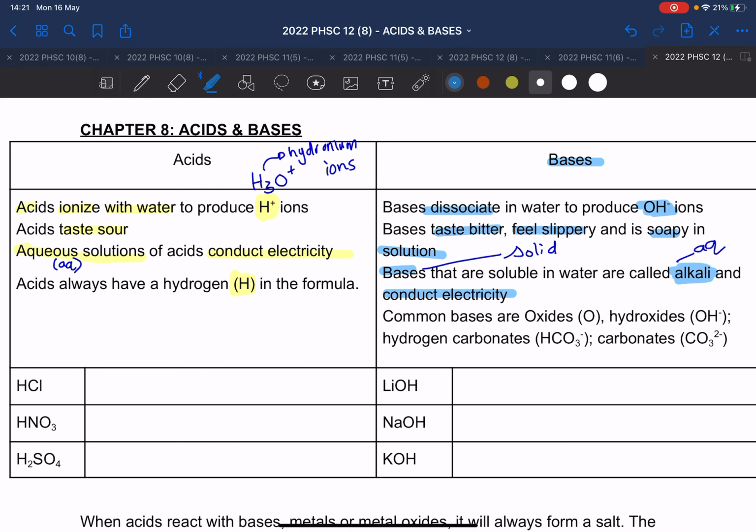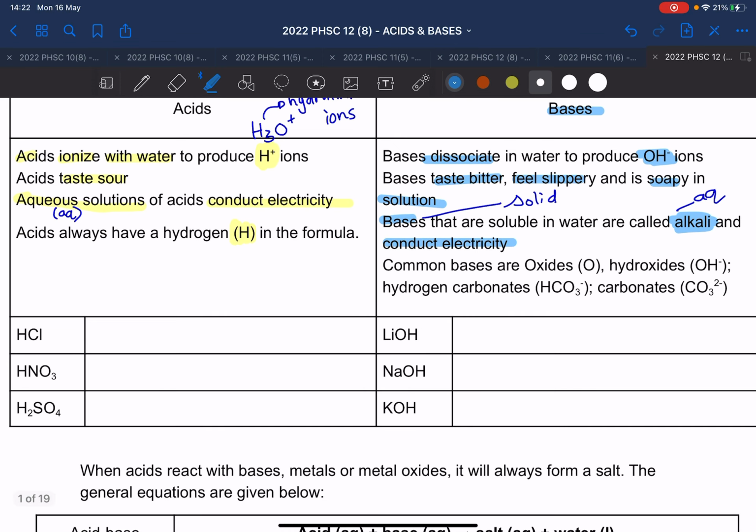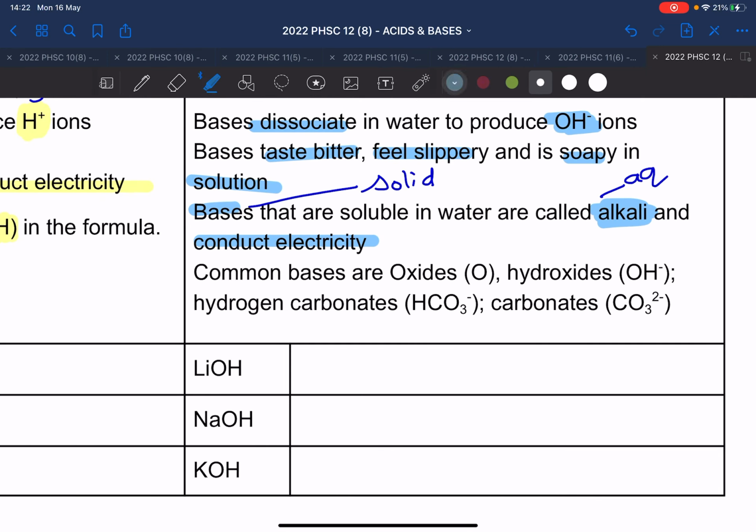Then we have different types of bases there. You can see we have oxides, hydroxides, hydrogen carbonates and carbonates. Okay, so we said an acid will always have an H and a base can be different things. What we just spoke about on the last page is if it has the OH, then you know it is a strong base. All the rest are weak bases. So this and this and this are all considered to be weak bases.